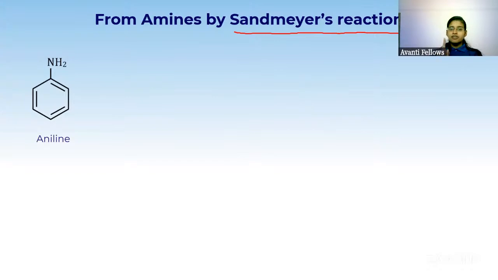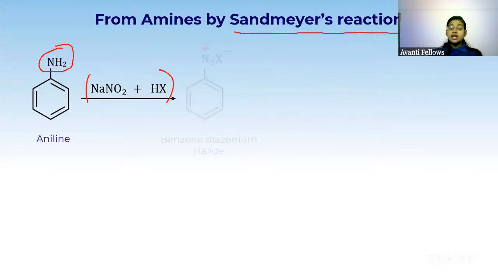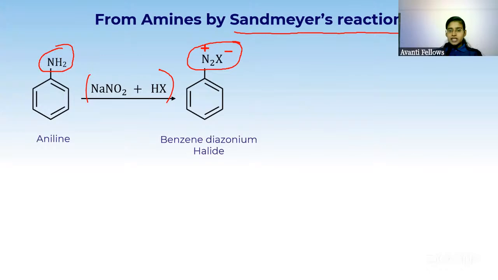Okay, so the first step is the treatment of this aniline with NaNO2 and HX. This mixture is called the nitrous acid mixture. The job of this mixture is to convert the NH2 group into the N2X group, which is called benzene diazonium halide.